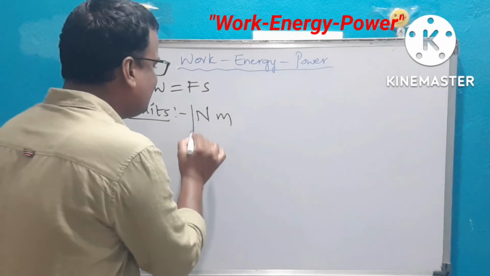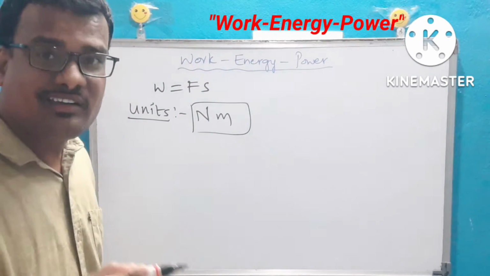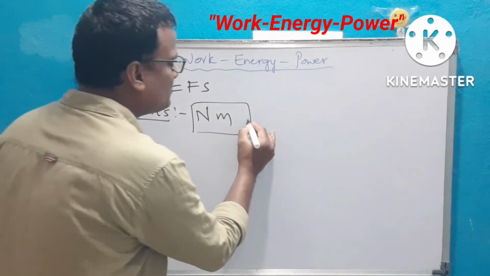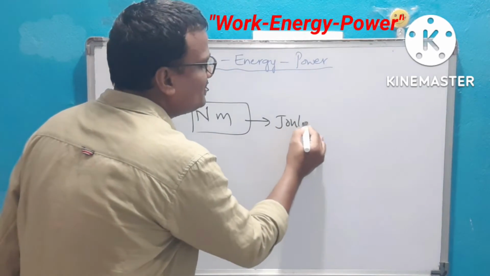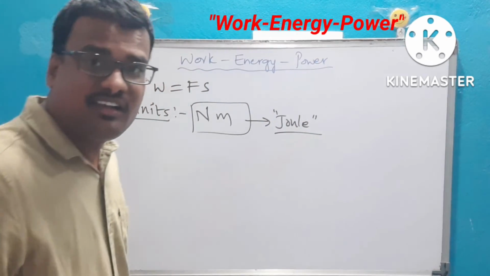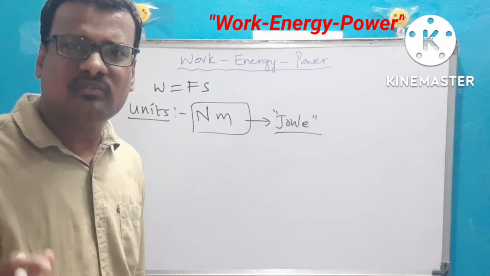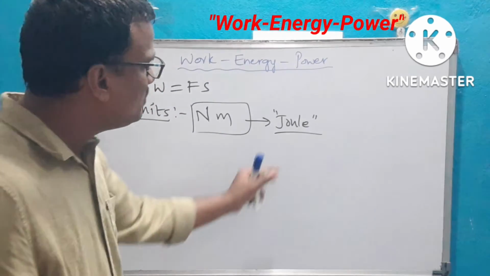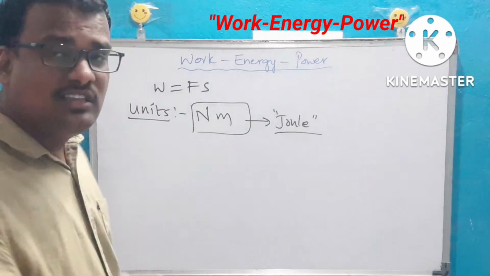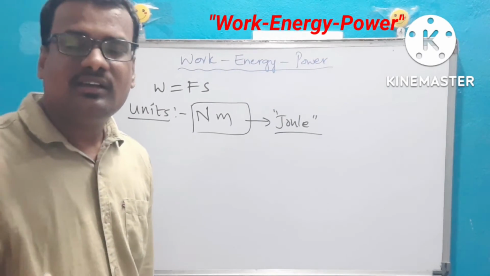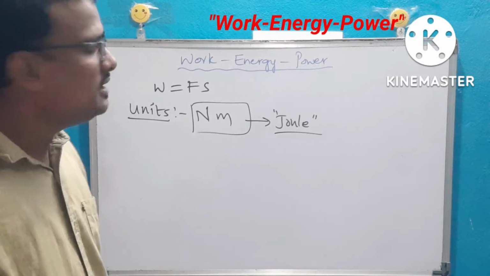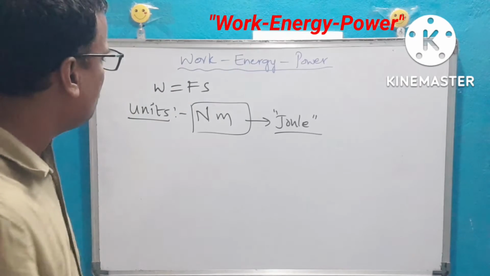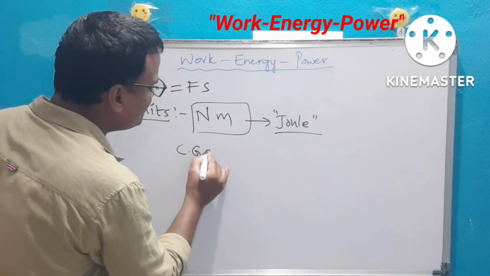But this total term, Newton meter, can be termed as a joule. In honor of the name of the great scientist Joule, the Newton meter term can be termed as joules. So that's why the SI units of work done are joules.